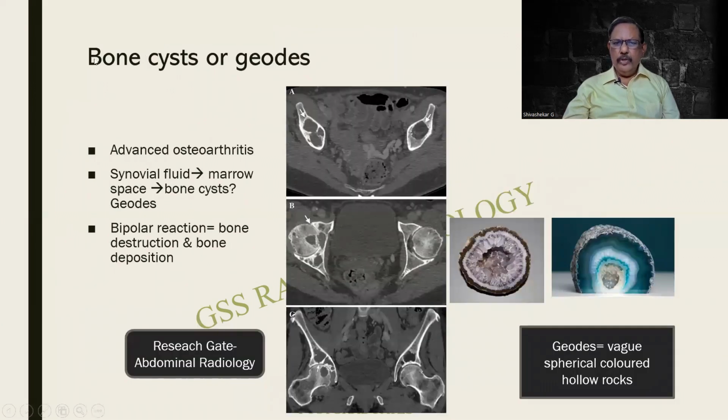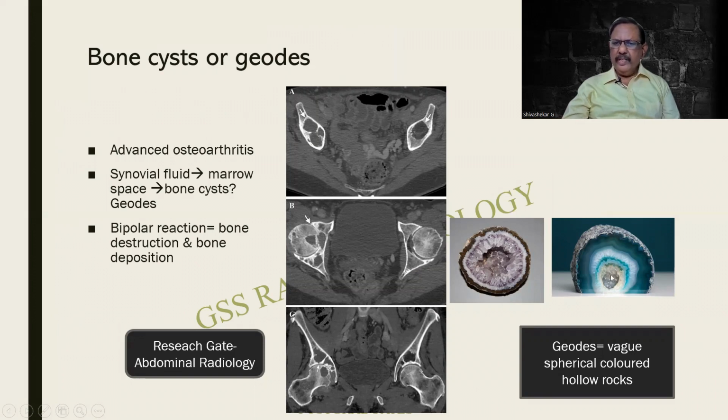Bone cysts are also present, otherwise called geodes. What are geodes? They are vague, spherical, colored hollow rocks. Look at this one. It is a rock, almost like a coconut that has been broken open.